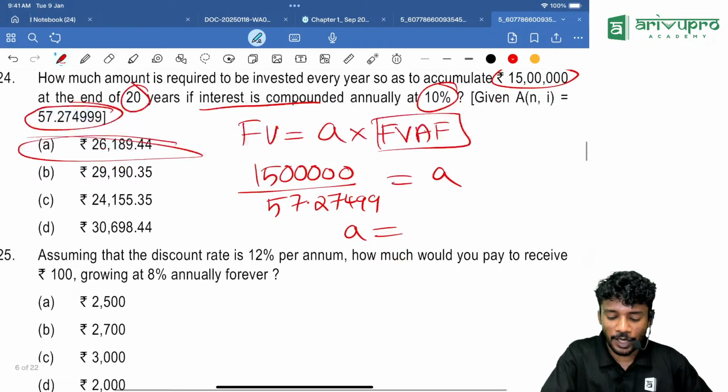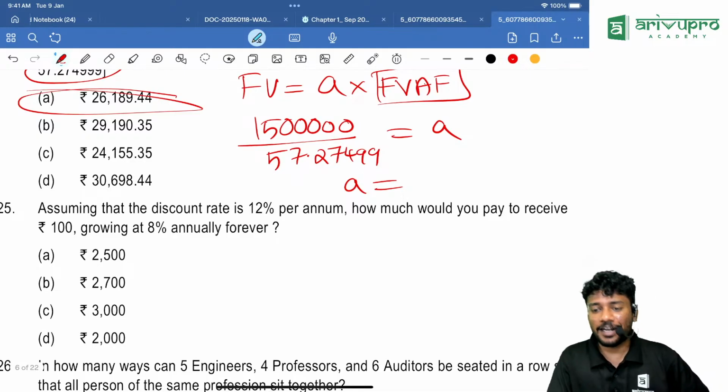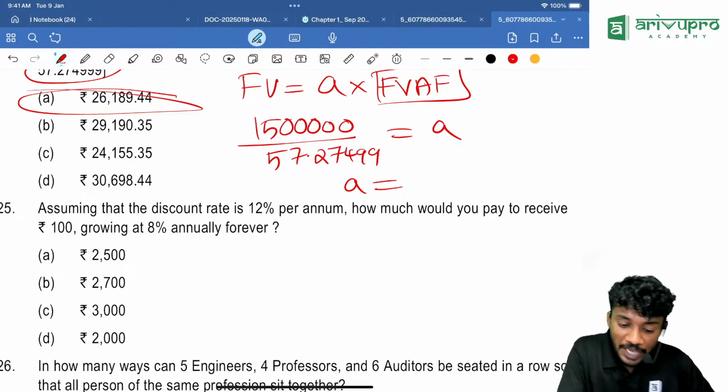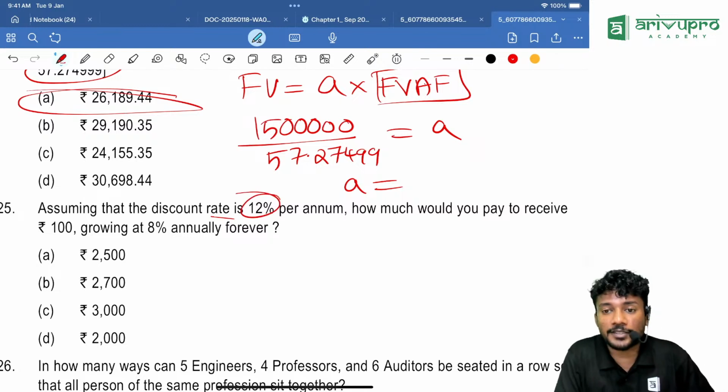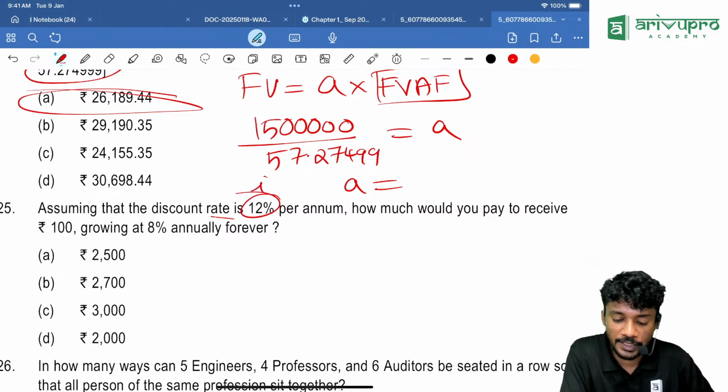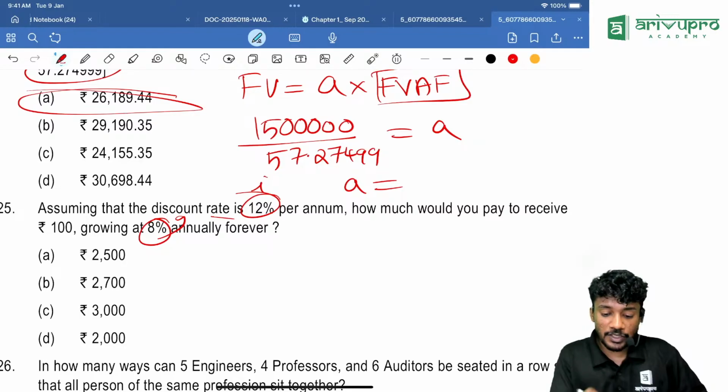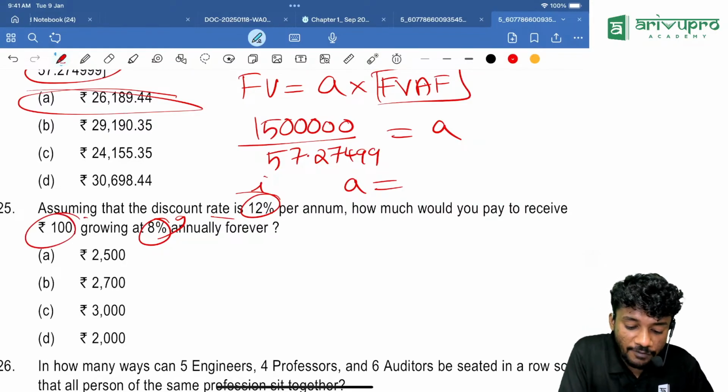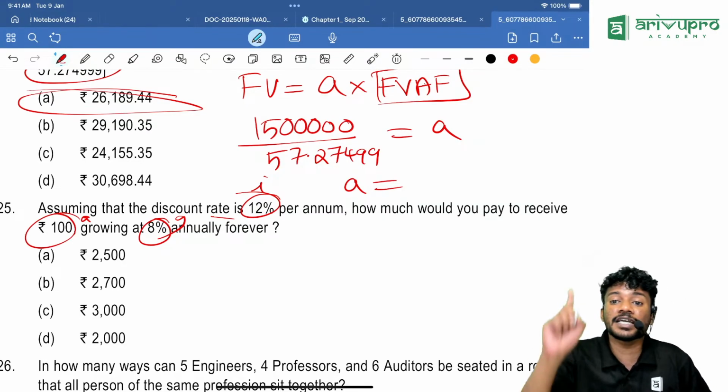Can I do the next one? Direct question. They are asking from perpetuity. Assuming that the discount rate is how much? 12%. I value is 12%. G value is 8%. Then R value or A value is how much? 100. Receipt amount is 100.